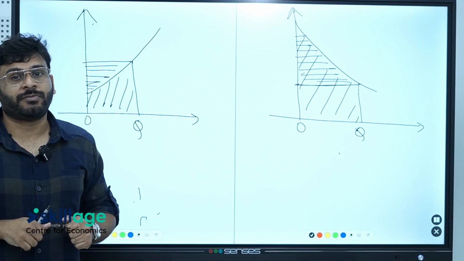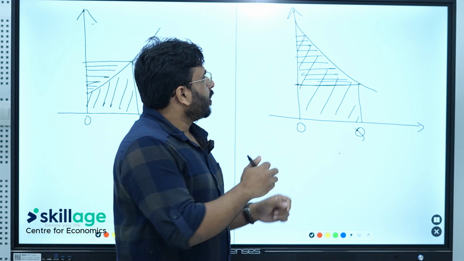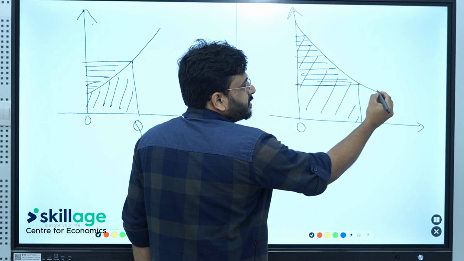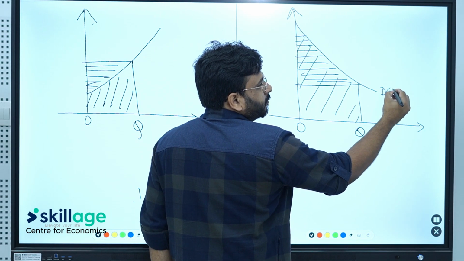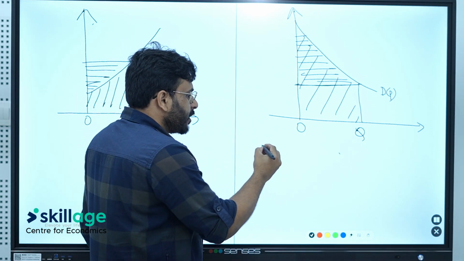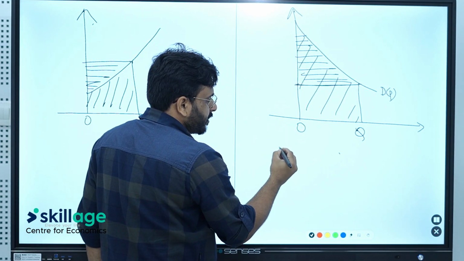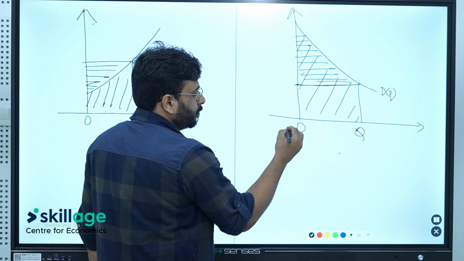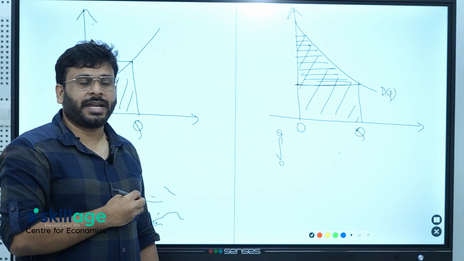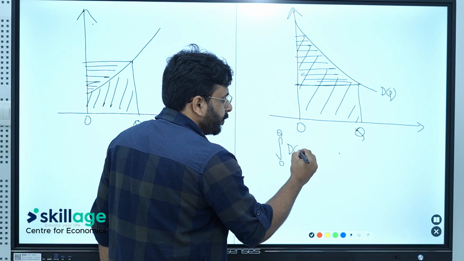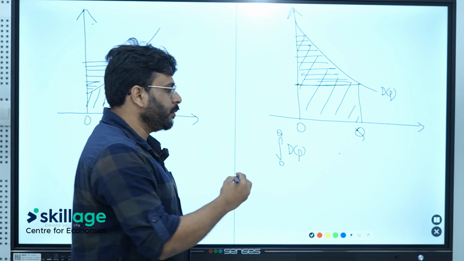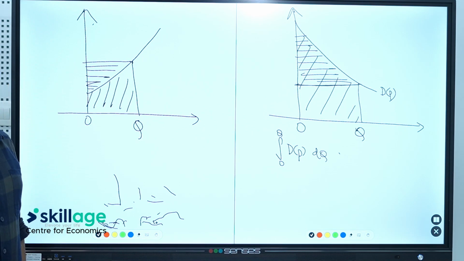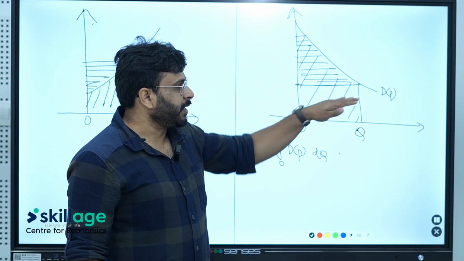Now how are we going to find this? This area you already know is your area under the curve, which we can write as, if let's say this is your demand function, right? So you can find this whole area by just doing a definite integral which goes from 0 to q, followed by the function with respect to the quantity itself. That's what you find, right? So you get the whole area.